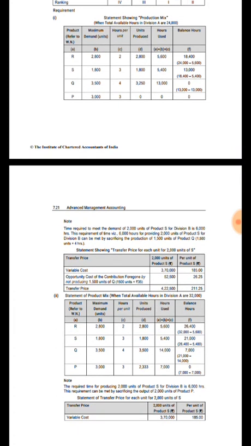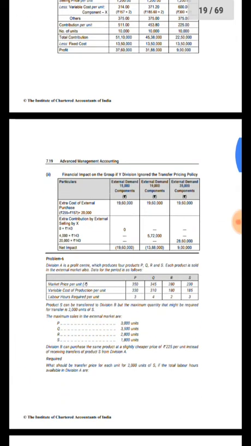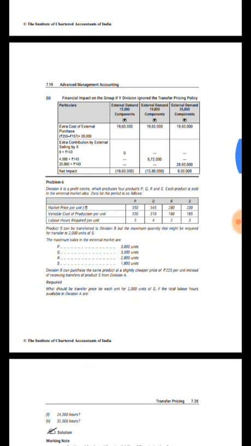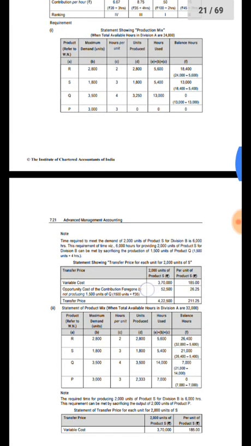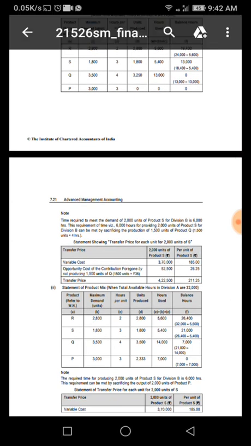So see, in a statement showing transfer price for each unit of 2000 units of S, variable cost obviously 185 will be taken. S is having 185. See here, where is the question? 185. See, 185 variable cost for us, and 185 into 2000 if you do, you'll get 3,70,000. Okay, 3,70,000 you will get.